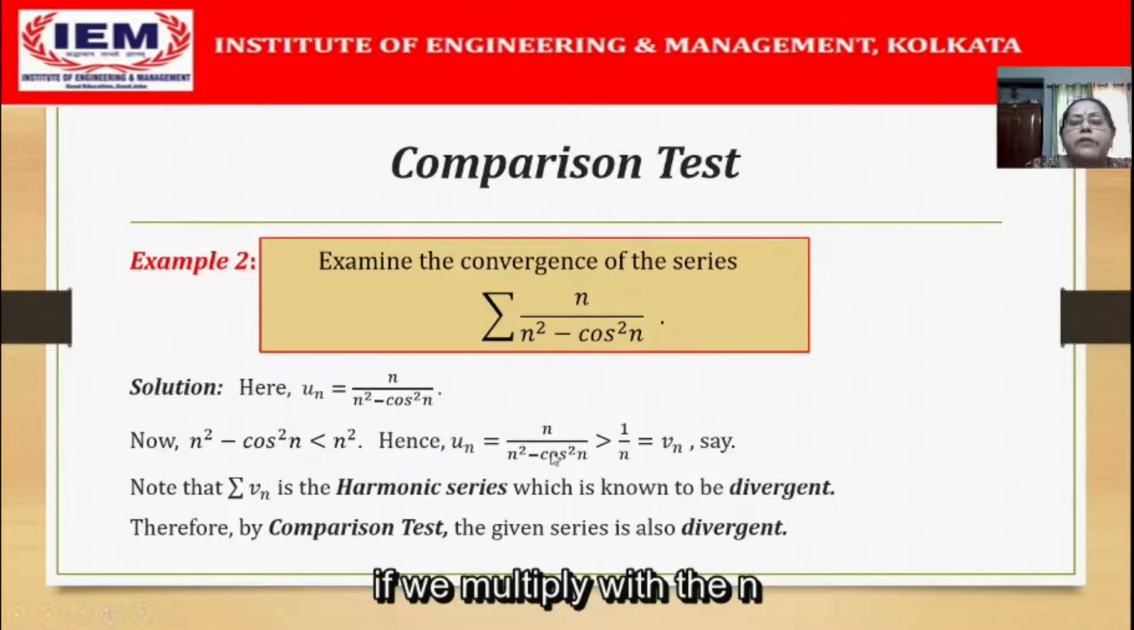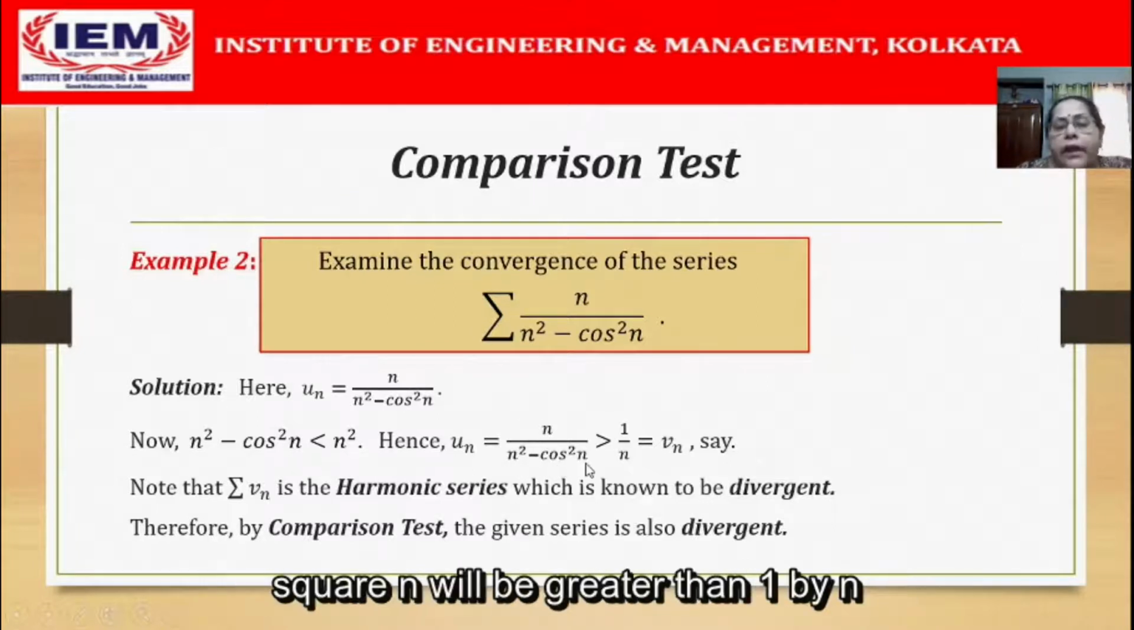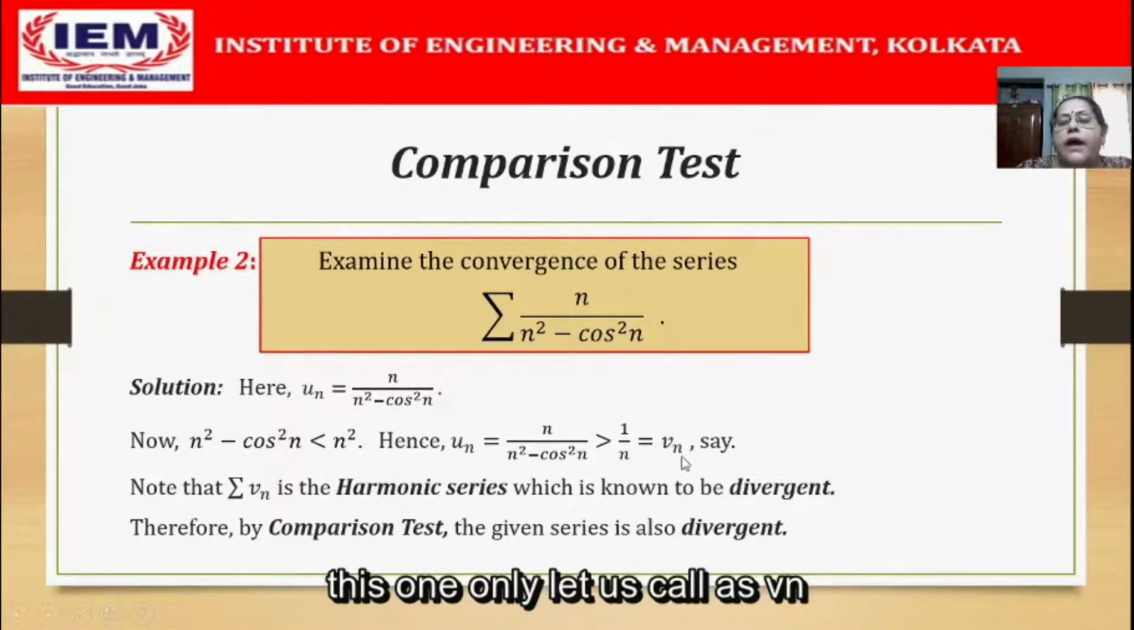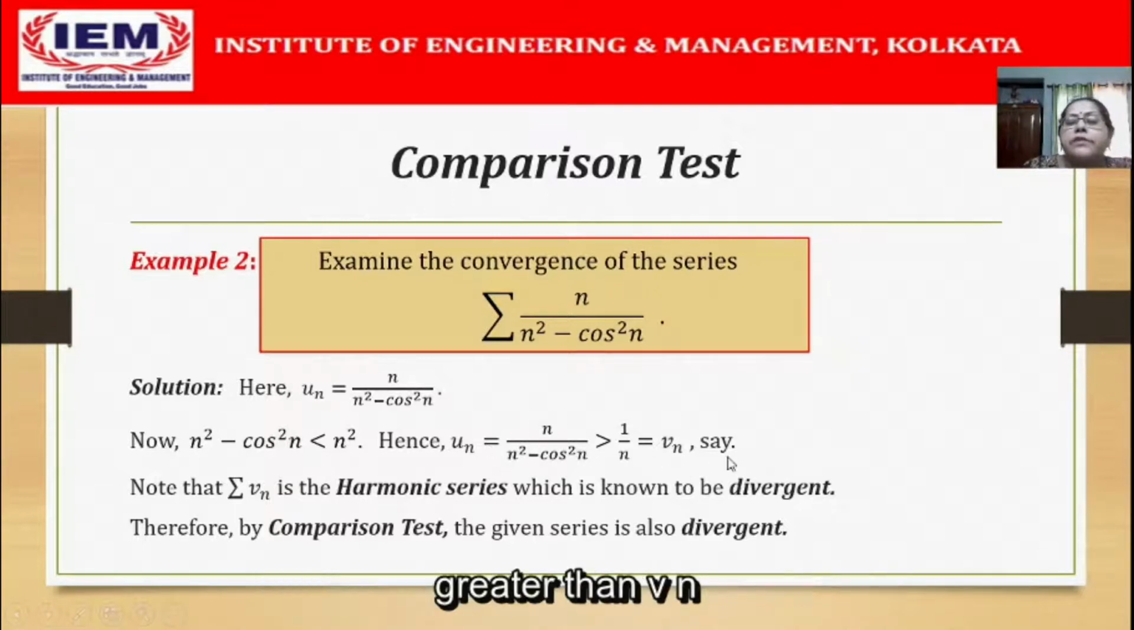Now if we multiply by n on both sides, n by n square minus cos square n will be greater than 1 by n. And this left side is nothing but our u_n, and this one we call V_n. So now we have a relation that u_n is greater than V_n.